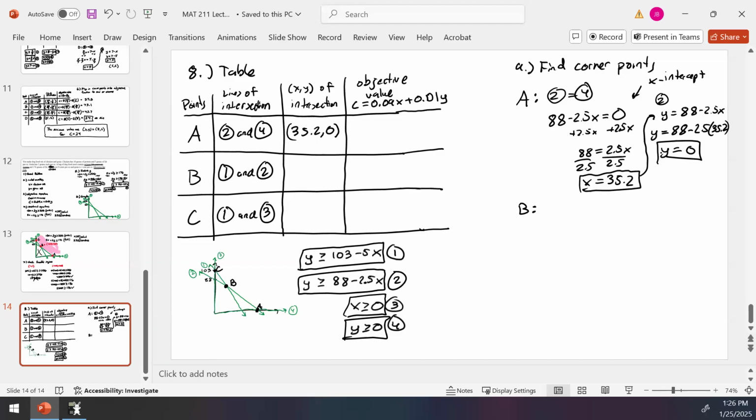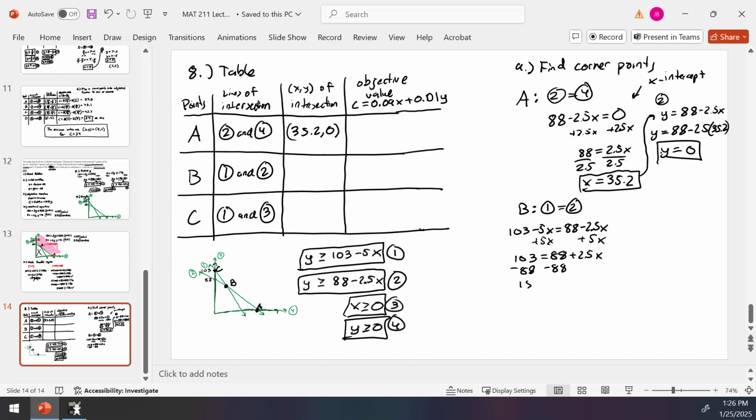Now I set equations 1 and 2 together. So 103 minus 5x is equal to 88 minus 2.5x. In this case, I'm going to add the 5x over. One looks nicer to me. So 103 equals 88 plus 2.5x. 5 plus negative 2.5 is a positive 2.5. Subtract the 88 over. I get, what would that be?